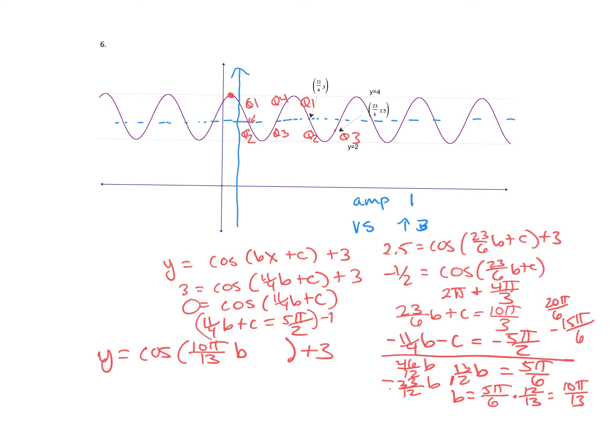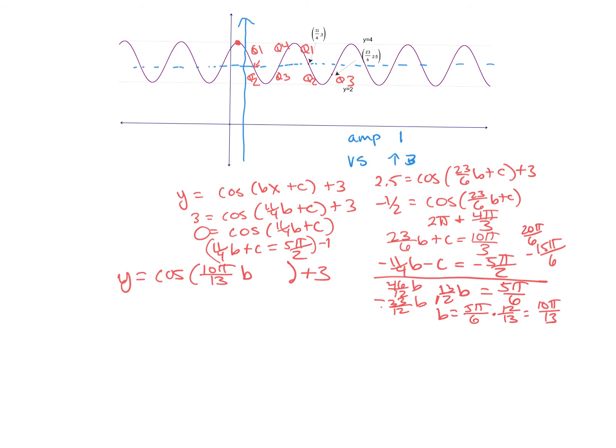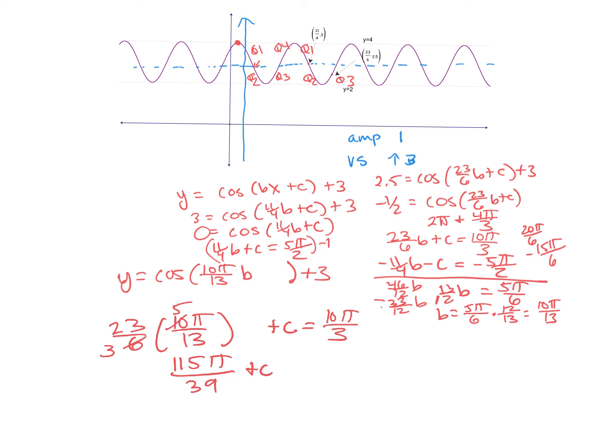Well, I did the hard part, because once I found that b value, I now can use one of the equations and plug it in for c. So maybe I'll use this one. I'll do 23π/6 times the b I just found, 10π/13, plus c equals 10π/3. So if I simplify a little, this will be 3, 5. So I'm going to get, still not lovely here, 115π over 39 plus c equals, let's make a common denominator here, 130π over 39.